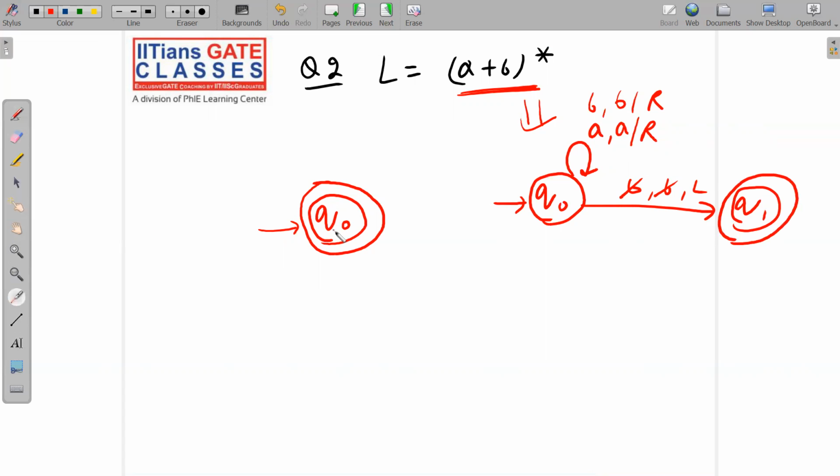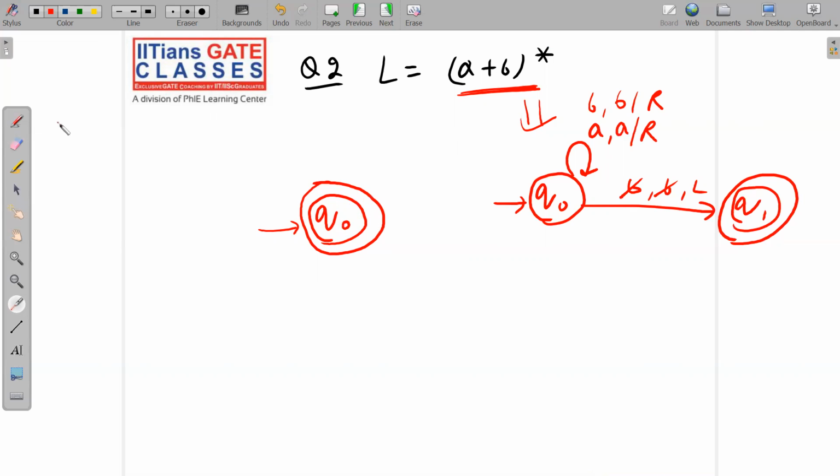So the basic difference between these two Turing machines is that one will read the entire string and then accept it. But here, without reading, it will accept the string blindly. It will say yes, yes, yes. Whatever string you give to this Turing machine, it will blindly accept. Please note it down carefully.